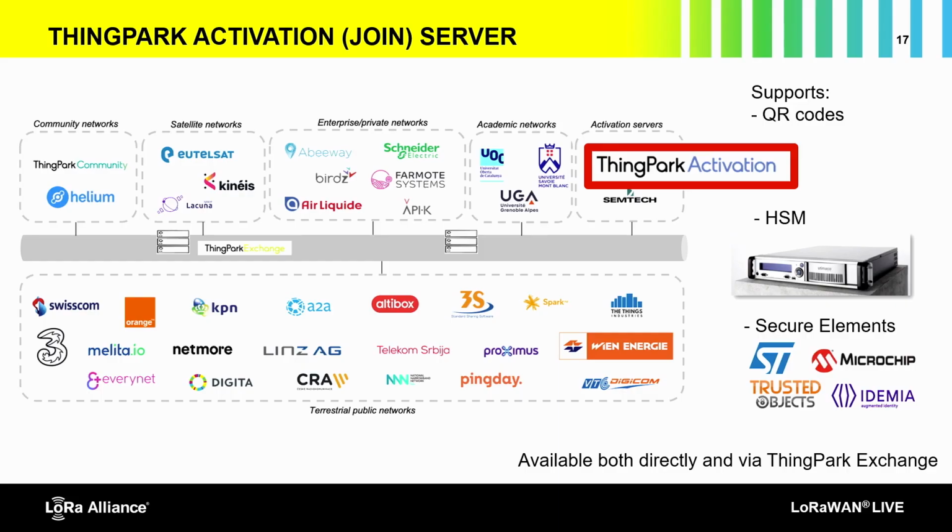So what we do on that front at Actility is we have our globally available join server called ThinkPark Activation, and it's connected to the LoRaWAN backbone that we are operating over ThinkPark Exchange. So the networks you see on this picture are all on the backbone, meaning that any device on any of these networks could be activated through ThinkPark Activation once that device is provisioned on this platform. So this platform supports QR codes. It supports an HSM, hardware security module.